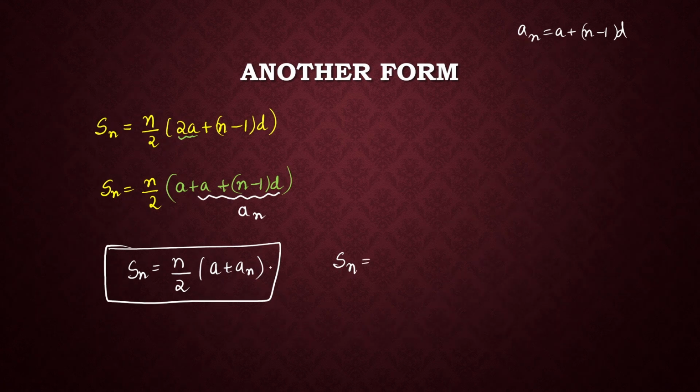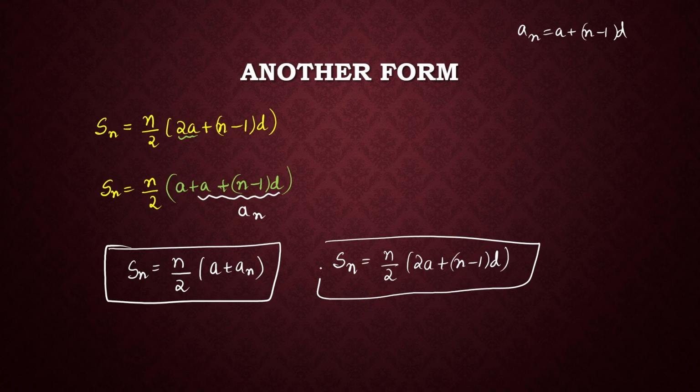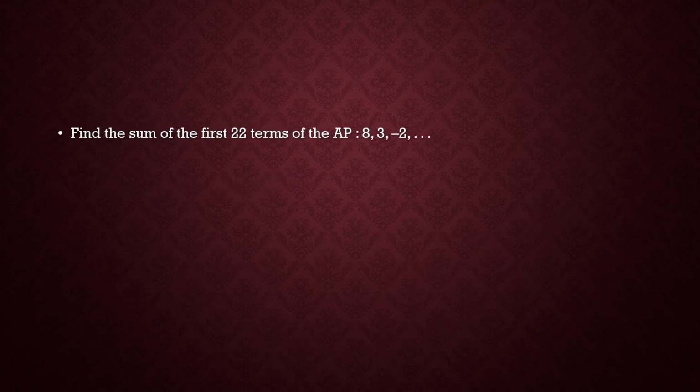One is n by 2 into a plus the nth term, or Sn is equal to n by 2 into 2a plus n minus 1 into d. That's it. So now let's start solving the problems.